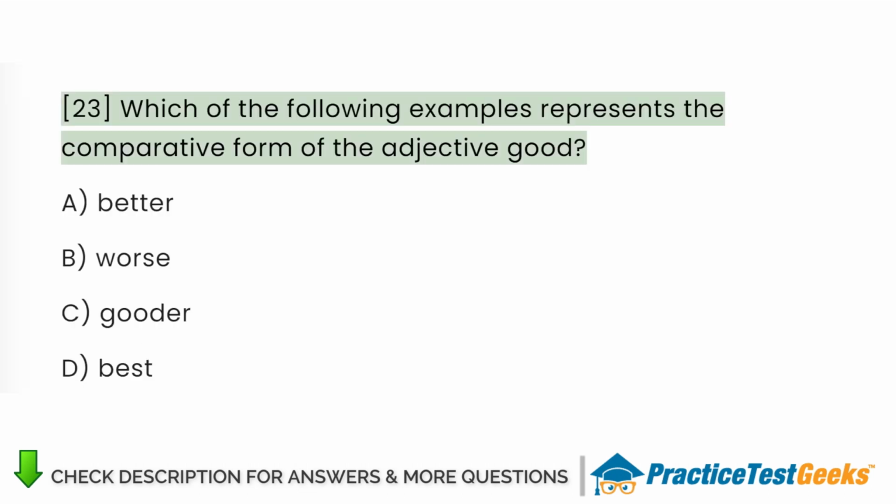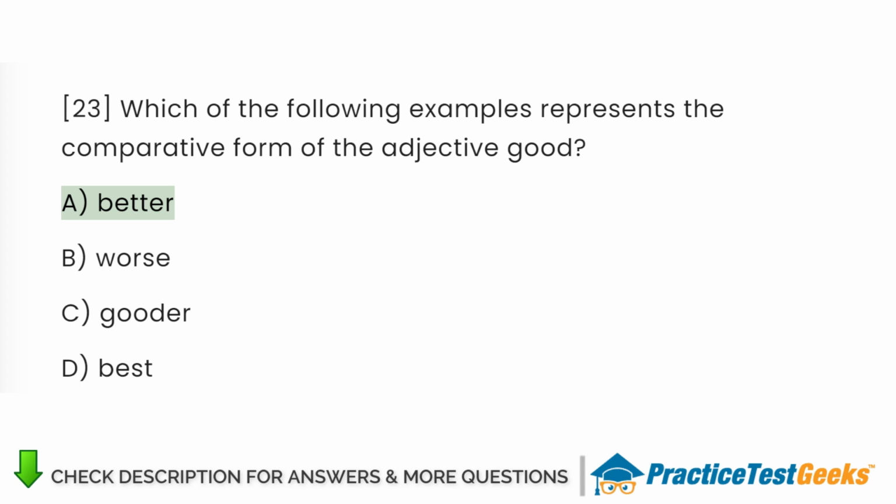Which of the following examples represents the comparative form of the adjective good? A. Better. B. Worse. C. Gooder. D. Best.